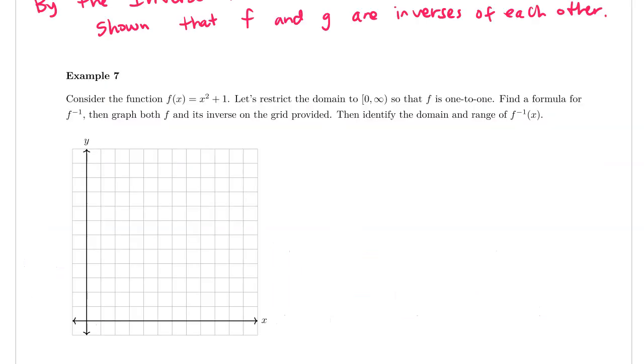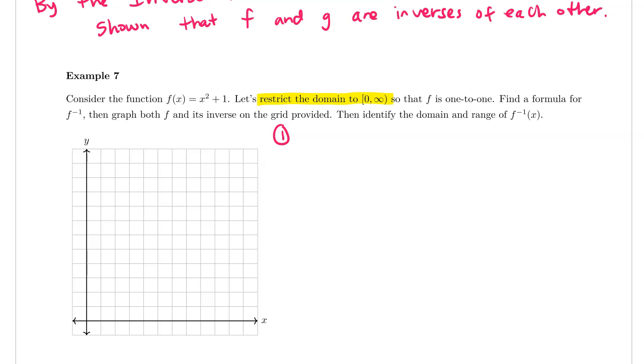Example 7 says, consider the function f of x equals x squared plus 1. Let's restrict the domain to 0 to infinity so that f is 1 to 1. Find a formula for f inverse, then graph both f and its inverse on the grid provided below. Then identify the domain and range of f inverse of x. So normally x squared plus 1 is not a 1-to-1 function. We saw that previously, but what we're doing is we're restricting the domain so that it's just between 0 and infinity. And if we do that, then we are making f a 1-to-1 function, which means that we'll be able to find an inverse for it.